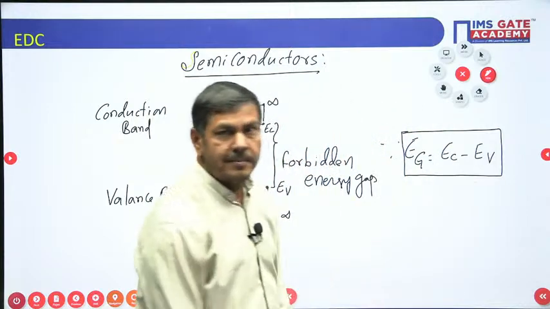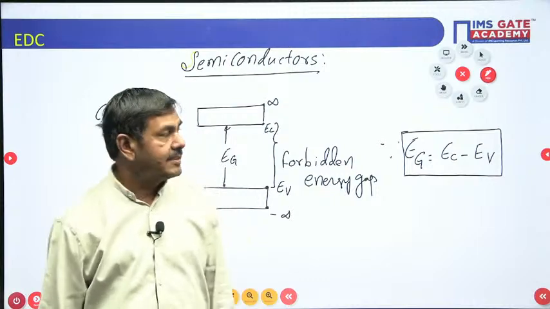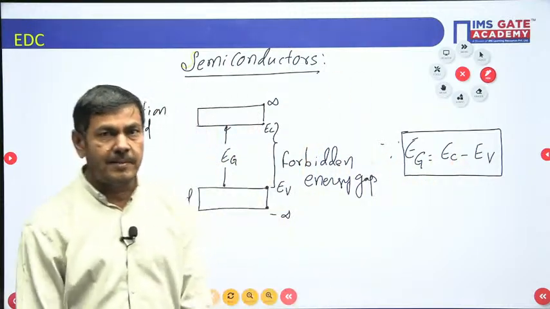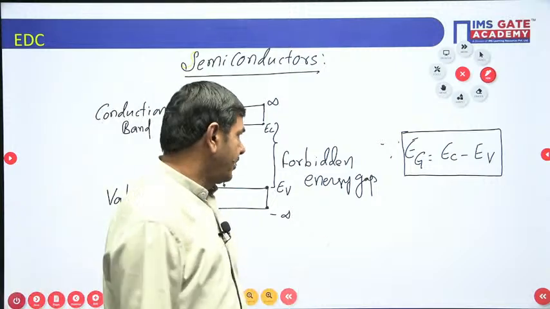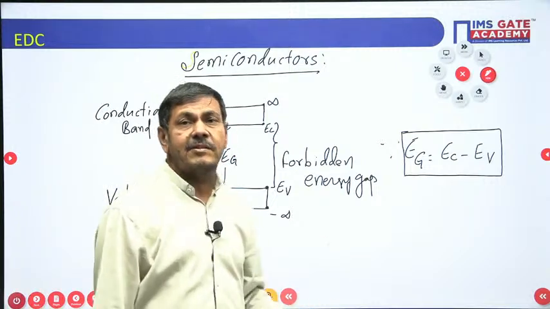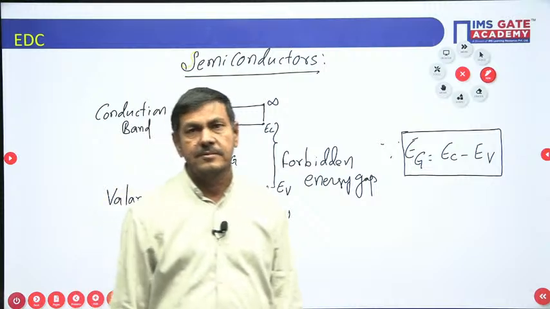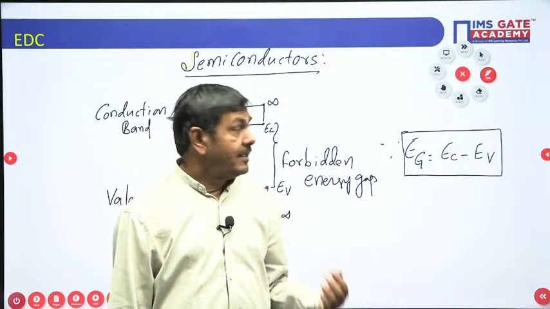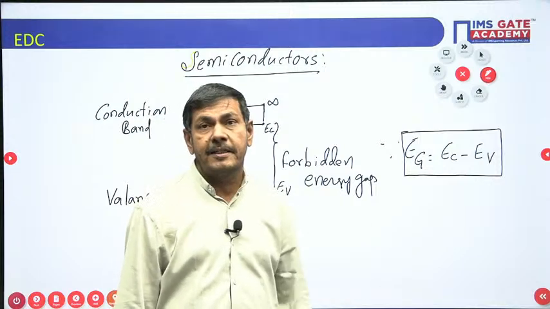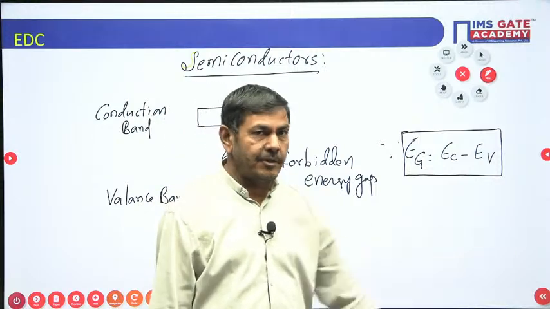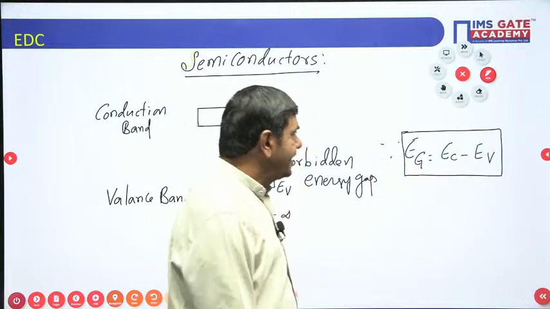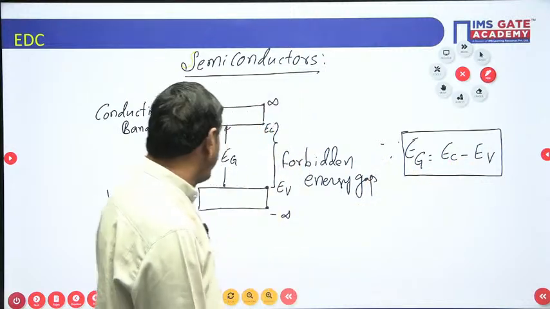Suppose in any problem EC value and EV value are given, directly you can calculate the forbidden energy gap by using this formula. That is very important. And on the basis of the temperature also, you can write the forbidden energy gap. How that formula will be written, I will give shortly. Understand my point. For the timing, I can say the forbidden energy gap can be calculated by EC minus EV also.